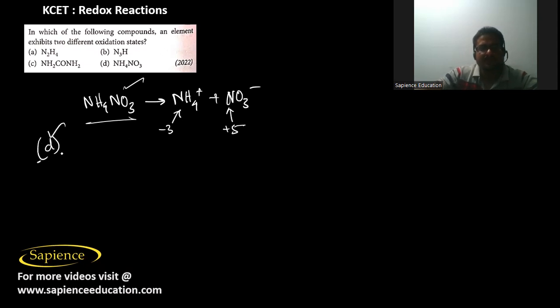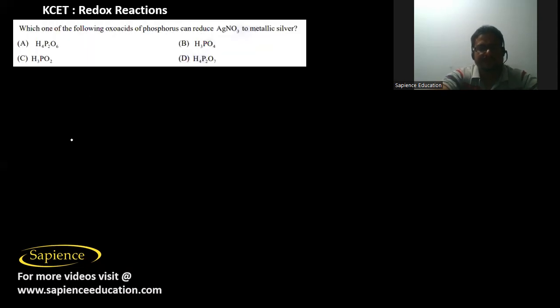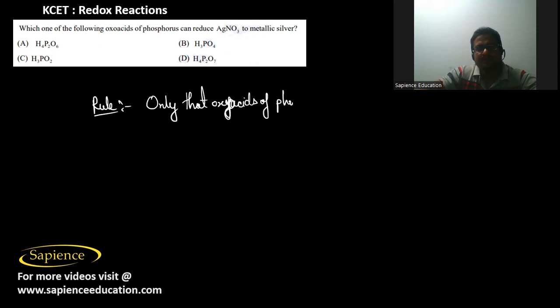So option D is the correct answer. Then here it is told: which of the following oxoacids of phosphorus can reduce silver nitrate to metallic silver? So the rule is that only that oxoacid of phosphorus which has a P-H bond.